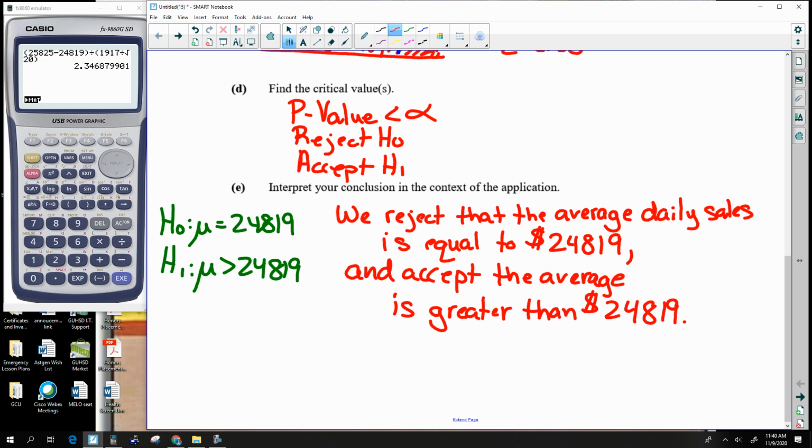So again, things that I'm looking for, like the words that you absolutely have to have. If I'm rejecting H0, not accept H0, no. So I need to see reject the average is equal to 24,819. And then I need to see accept the average is greater than 24,819. Those are like the key words. And if you can get the context in there, it makes it more realistic. But if you just can't, just give it a good try.